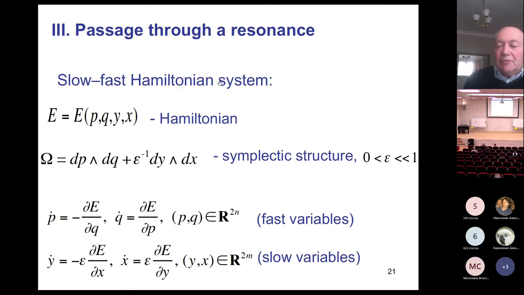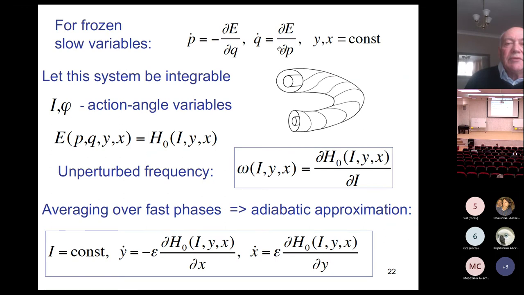The next mechanism which I would like to discuss is passage through resonance. So again, we have a slow-fast Hamiltonian system with fast variables P and Q and slow variables Y and X. But I assume now that P and Q have more degrees of freedom, at least 2 degrees of freedom. So then for a frozen value of slow variables, we have a Hamiltonian system with at least 2 degrees of freedom. And we assume now that it's completely integrable. Therefore, it's possible to introduce action-angle variables.